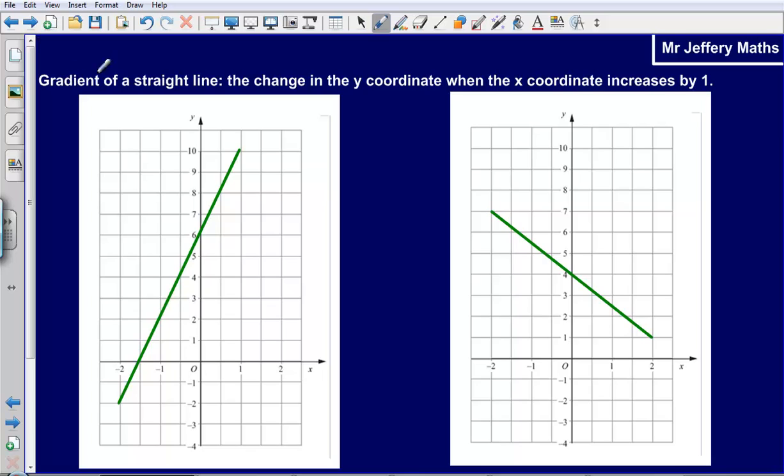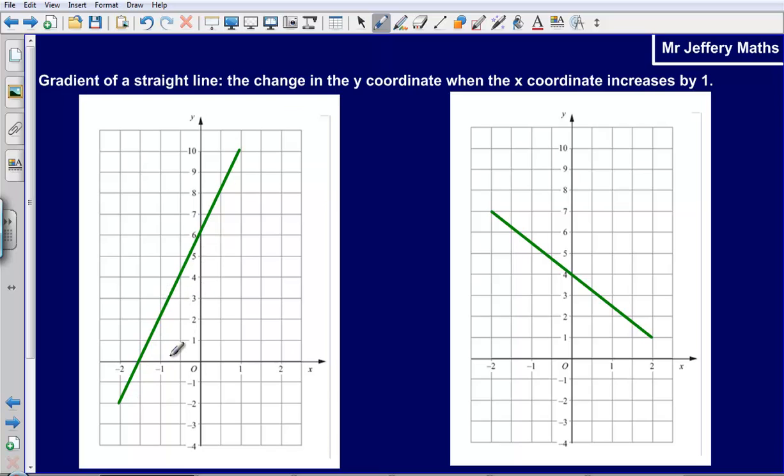So the gradient of a straight line, well, first of all let's define what that is. I've defined it as the change in the y coordinate when the x coordinate increases by 1. You might come up with something a little less cumbersome than that, but that's the basic idea. So let's just take a look to begin with at some graphs.